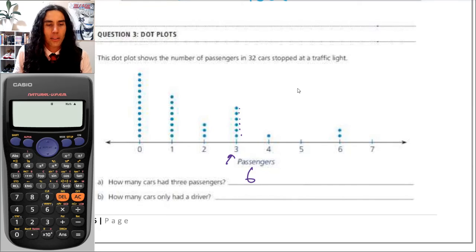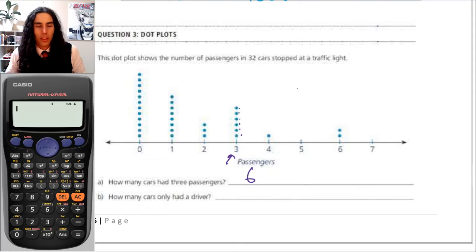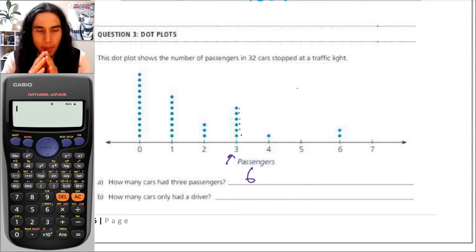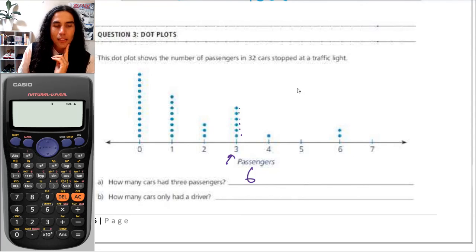How many cars only had a driver? So this one we had to think. Ooh, only had a driver. What does that mean? Well, normally you got a driver and a certain number of passengers. So if there's only a driver, that means 0 passengers. That's why it's a little bit tricky. You have to understand.